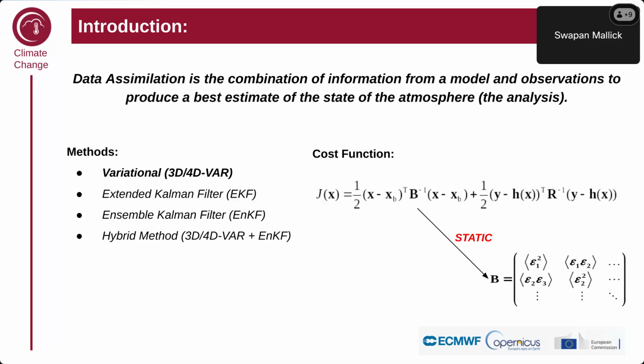Like in the variational method, we have to convert from non-linear to linear using the adjoint method, calculate the cost function, and use the B matrix, the climate B matrix. Similarly for the ensemble Kalman filter method, although it is a sequential observation assimilation method, we need to localize each observation, so there are a lot of other challenges.